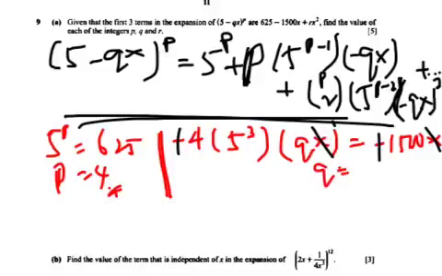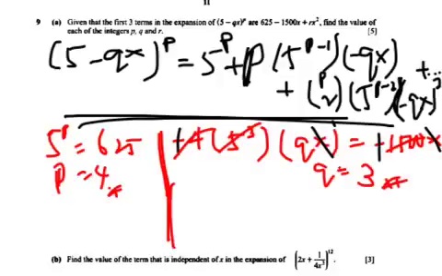5 cubed is 125, and times 4 you should get 500. 1500 divided by 500 is 3, so q equals 3. Once you got q equals 3, then you can find the last one, the r.